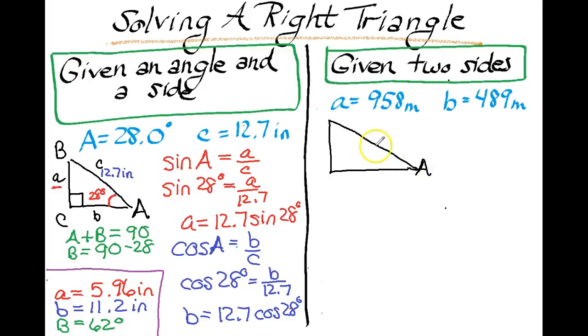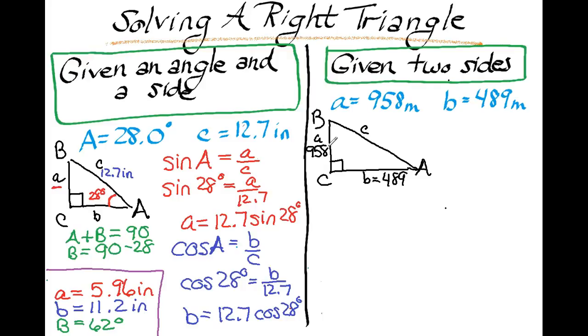We're going to label our angles A, B, and C. We have little a, little b, and little c, and we are given the values of b, which is 489 meters, and a, which is 958 meters. We're being asked to solve for all of our angles and to solve for side c. I always solve for the missing pieces using the information that I was given originally in the problem.